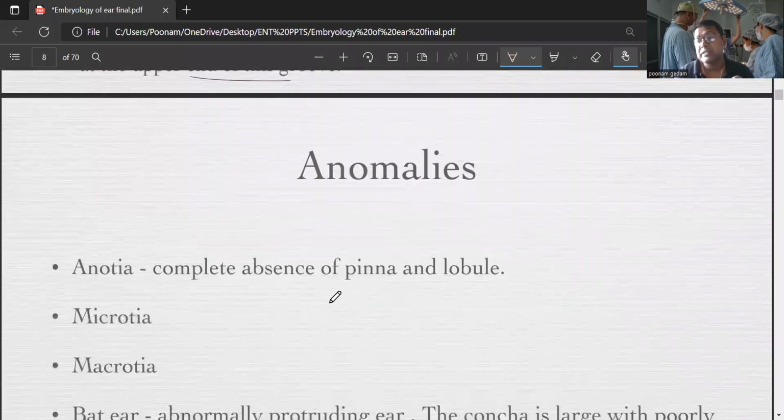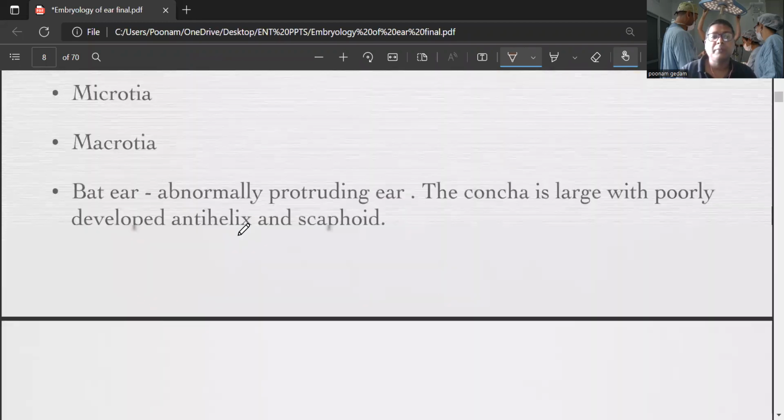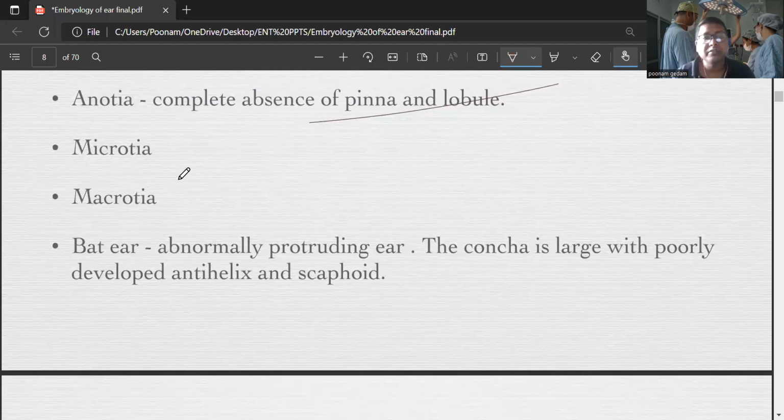Anomalies. So what are the anomalies? This is very important. In embryology, we have to read the normal embryology of that organ as well as the anomalies, because to understand the anomaly, it is very important to understand the embryology of that organ. So anomalies: we have anotia. What do you mean by anotia? Complete absence of the pinna. Microtia means smaller; it has 4 grades, which we'll discuss.